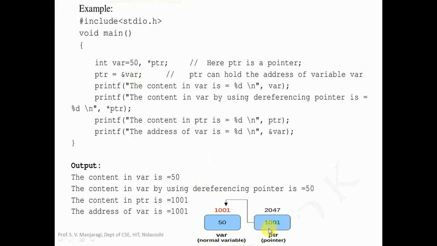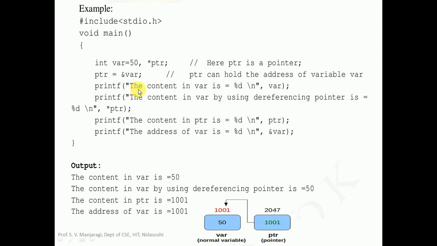So that is what it is shown here. The value of ptr is 1001. What is 1001? 1001 is address of the variable var, address of a memory location which is referenced by the variable var, and address of ptr is 2047. The value of ptr is address of var, but address of ptr is 2047. Now the next statement is printf.